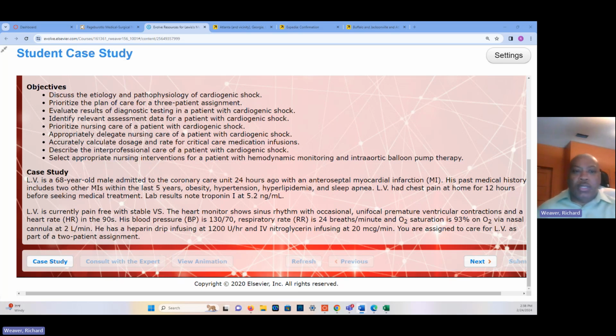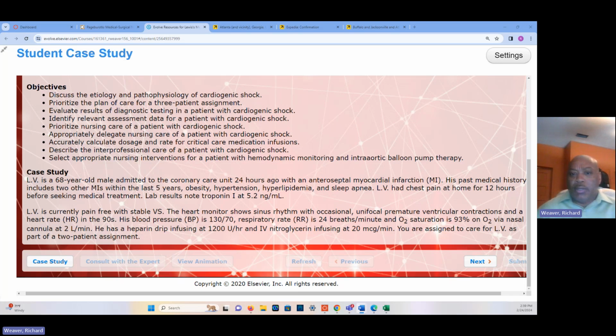So the case study further says LV is currently pain-free with stable vital signs. The heart monitor shows sinus rhythm with occasional unifocal PVCs and a heart rate in the 90s. All right. So remember, this is where I talked about those bizarre looking QRS complexes. And it could be due to irritability from a reduction in perfusion to the cardiac tissue. All right. And so in the electrical conduction system, you see these wide, bizarre looking complexes.